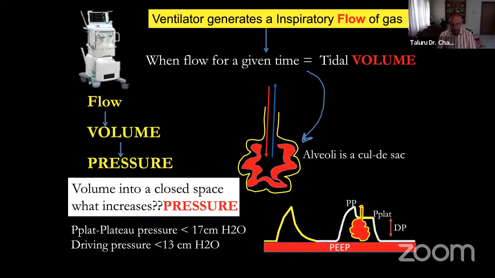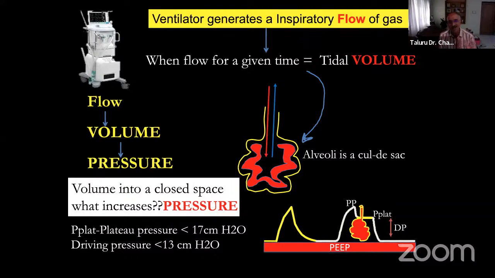Another point I want you to understand, to take you further into the scalars and loops, is that, as I've said, the ventilator just generates an inspiratory flow. The purpose of mechanical ventilation is to produce a volume into the alveoli. And as I've said, flow and volume are the same. When you look at flow in the context of time, it becomes volume. So flow goes into the alveoli, and when we give flow for a given time, it becomes volume.